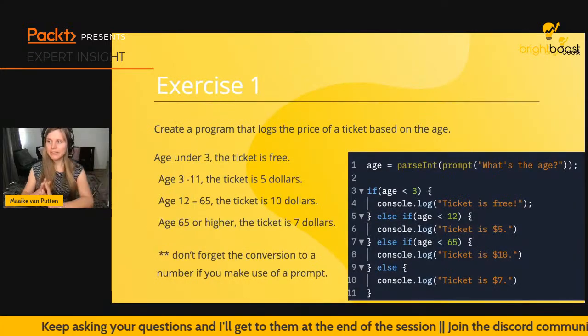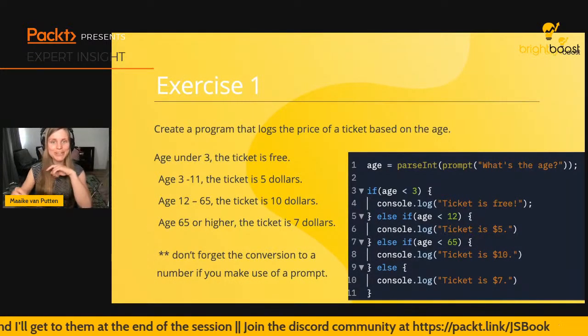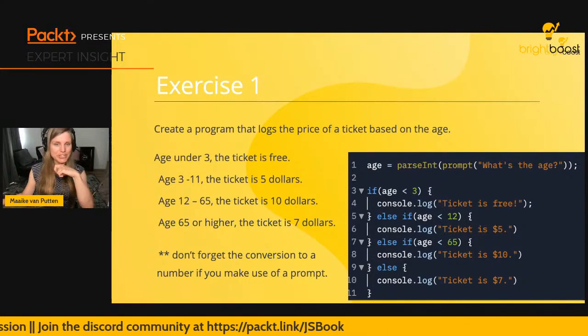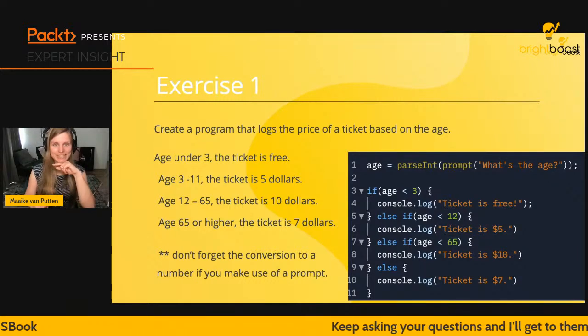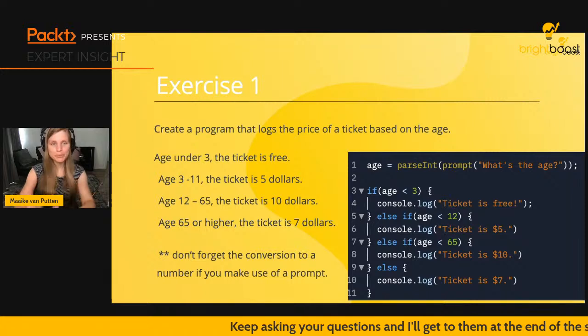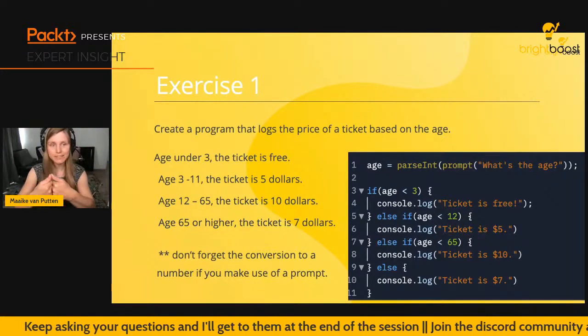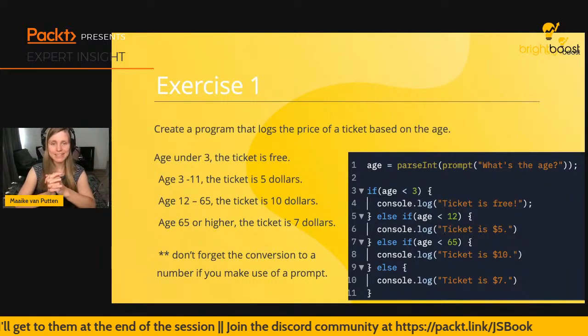So, the first question was to create a program that logs the price of a ticket based on the age. My first line is maybe the most complex one in here because we did not really discuss this during class, though I did give you a hint. I said if you're going to prompt for the age, it's going to give you a string back, and you probably want to change this to an integer. So that's exactly what we're doing there.